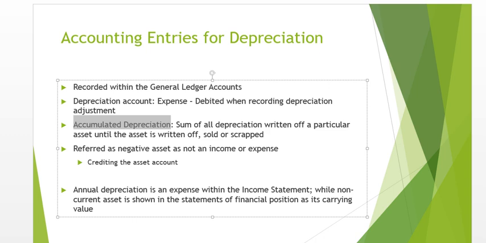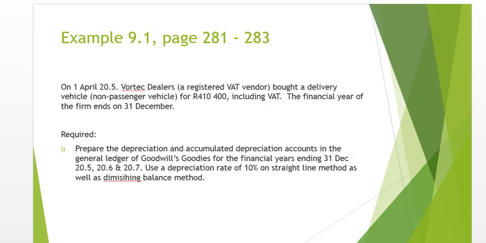of our fixed assets. So it's a sum of all depreciation written off a particular asset until the asset is written off, sold, or scrapped. Okay, and annual depreciation is an expense in the income statement, while the non-current asset is shown in the statement of financial position at the carrying value. So let's have a look at an example.